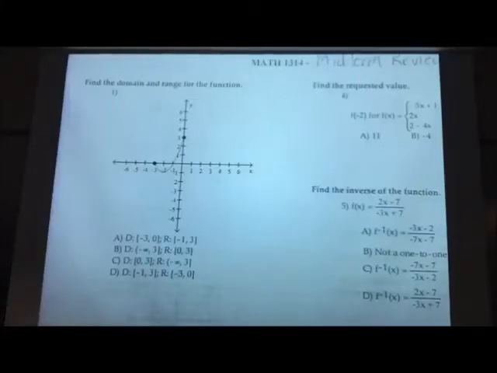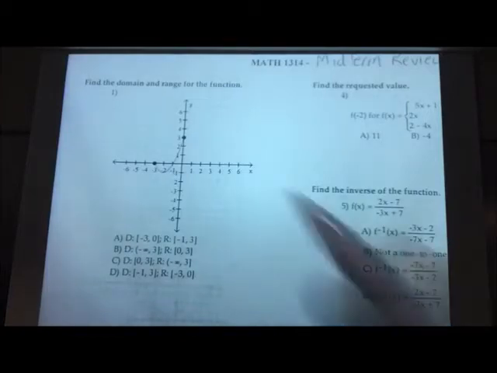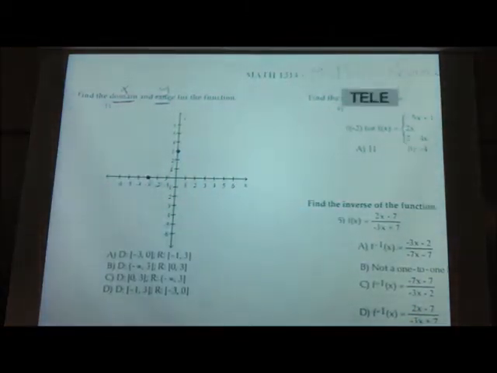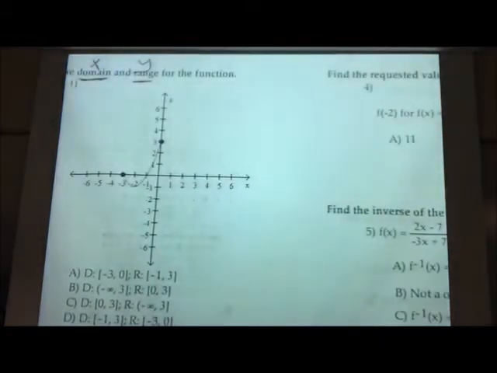So this is going to be the review for your midterm. Please make sure you see this as many times as you need. So the first problem is asking for domain. We need to remember domain means X. The second part it's asking for is range. Now, what does that right there mean?